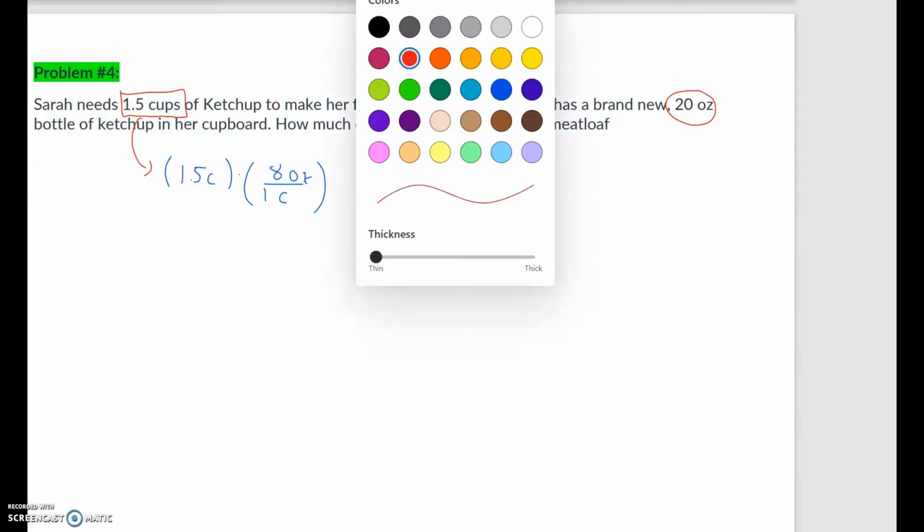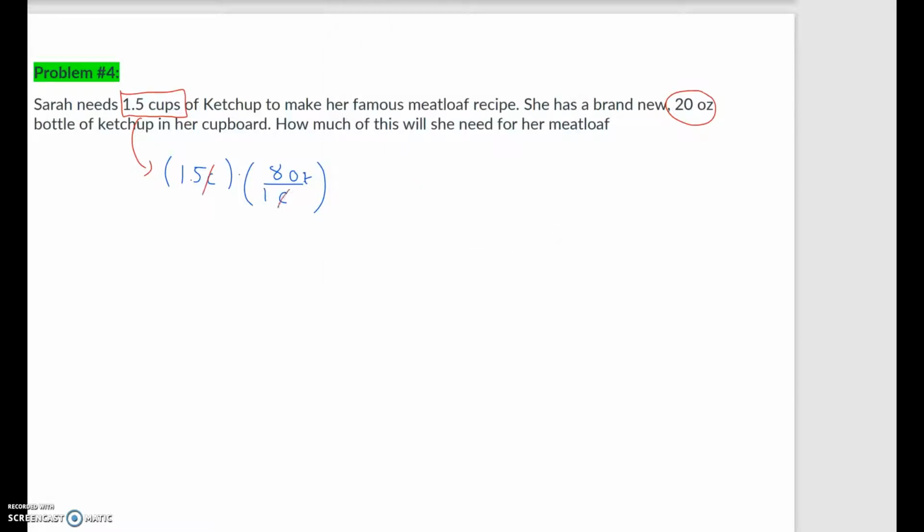At this point, we can carry out the cancellation of the actual cups and end up with the values of 1.5 times the values of 8, and the units are going to be ounces, which is going to be equal to, that's going to be a 0, and I'm getting 120, but with 1 decimal point, so I'm getting 12 ounces. Let me just check it, but I think that's fine. So 1.5 times 8 is 12 on the dot.